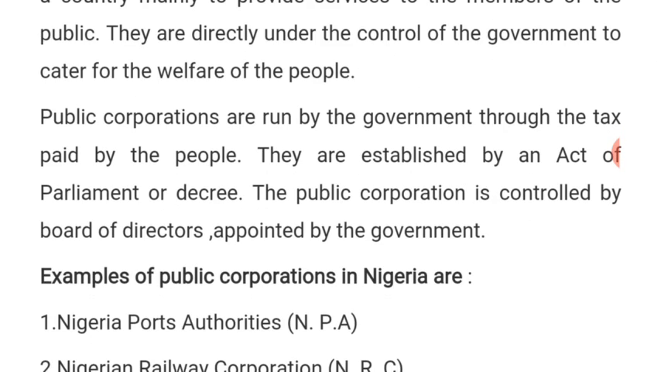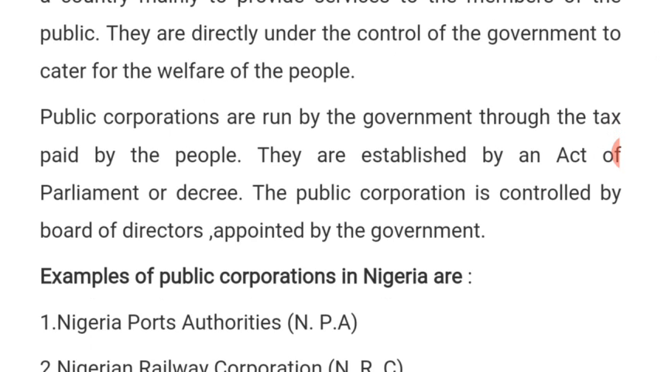Now, public corporations are run by the government through the tax paid by the people. So when we say public corporations, they are run by the government. It is government that is running them and financing them. They get the money to finance the business through the tax which is paid by the citizens of the country.